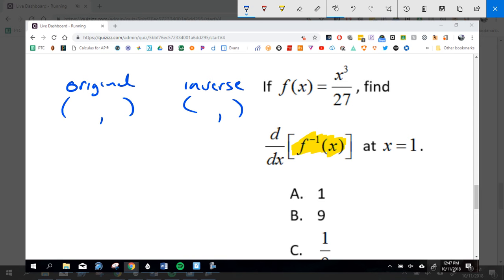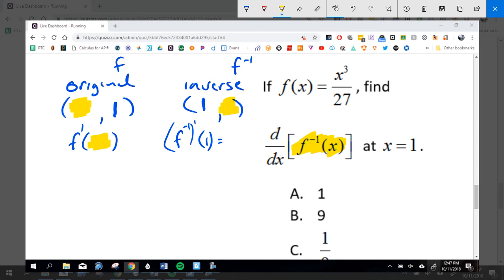The inverse of f is this guy right here. This is the inverse. This is the original. It's f. If I'm trying to find d over dx, that means the derivative. Okay? D over dx at what value do I want it at? 1. So you're finding the derivative of the inverse at 1. That's the ultimate goal. So I know my x value is 1. So that means this y value is 1. I need to find f prime at whatever this guy is. That will tell me what the derivative at 1 is.